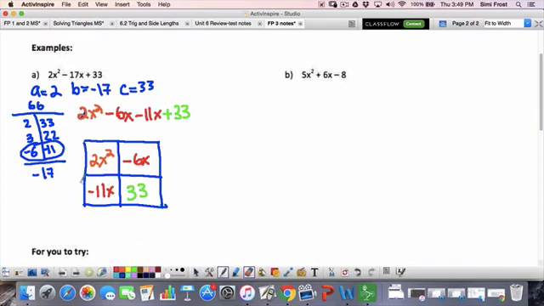So you can go across first or up first, whatever you want to do. But now we have to pay attention to our signs. So I have a 2x squared and a negative 11x. Well, the sign, I'm going to first find this term right here. The sign is going to be the same as the closest box. Okay, so let's make a little note about that. The sign is the same as the closest box.